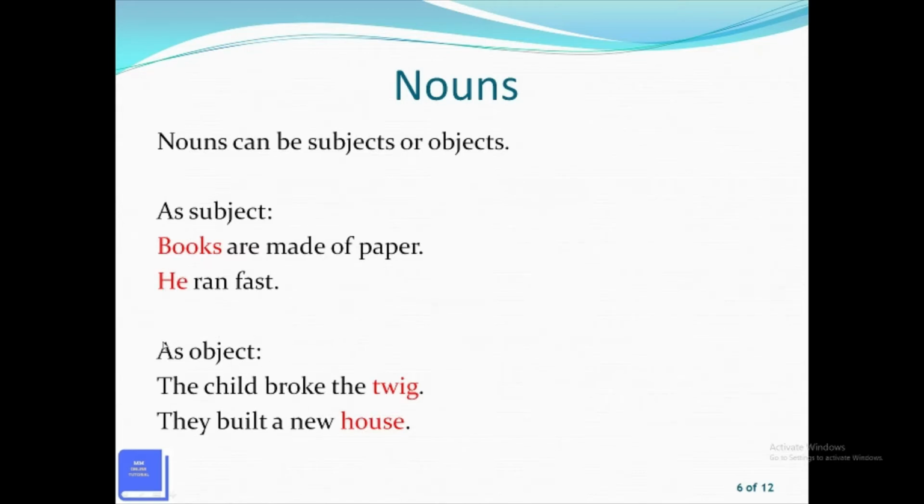So here we will see the noun used as an object. The child broke the twig. So here twig is the object which is a noun. They build a new house. So house is here the object which is a noun.